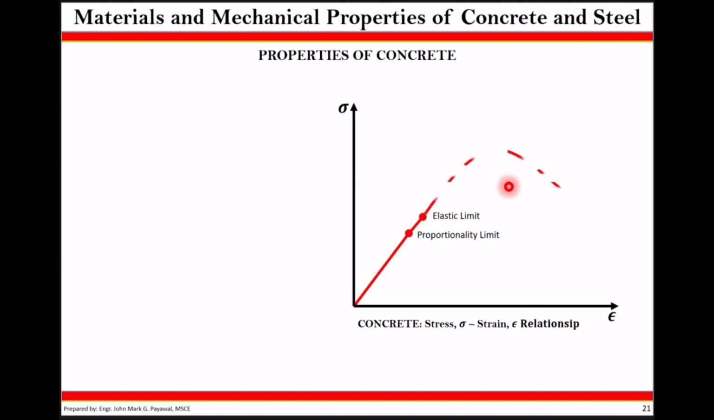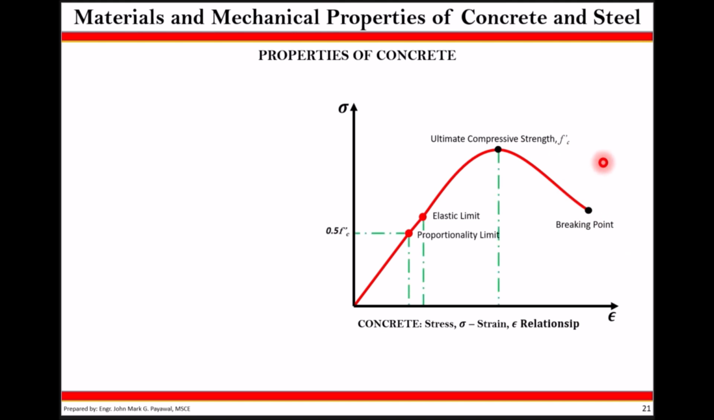After the elastic limit, as you continue to increase your compressive force, you'll reach your ultimate compressive strength and your breaking point. This ultimate compressive strength is your Fc prime. Your breaking point is when or where your concrete cracks or fails. Exactly half of Fc prime is your proportionality limit. So at this region, it is linear in relationship.